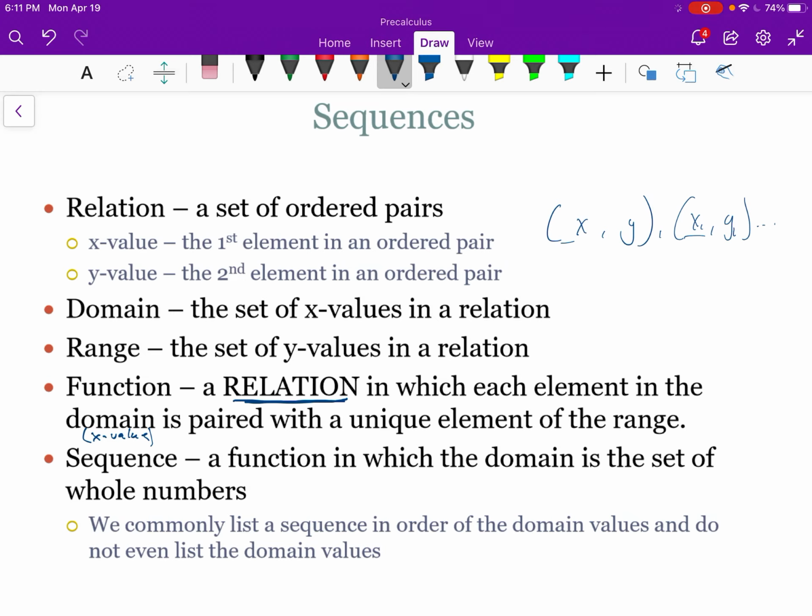So a sequence is a function, so it has a domain and range, and each x value is paired with only one y value, in which the domain is the set of whole numbers. So the domain is 1, 2, 3, 4, 5, and it keeps going. Since we know what the domain is already, we don't always list our sequence as a set of ordered pairs. We just list the sequence, and whatever term is in the sequence, that one goes with the corresponding x value.